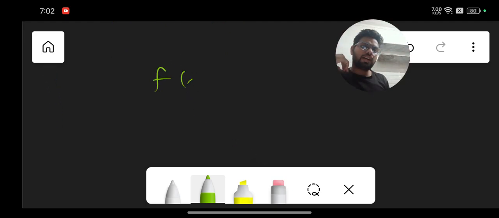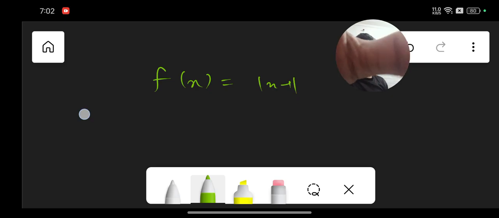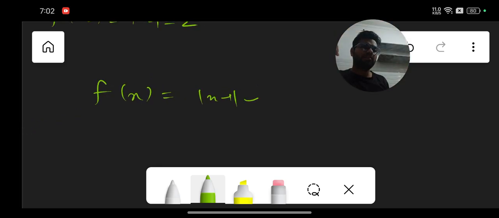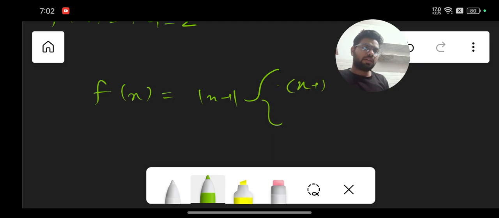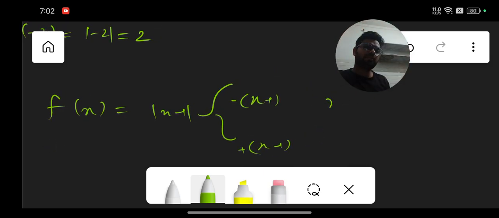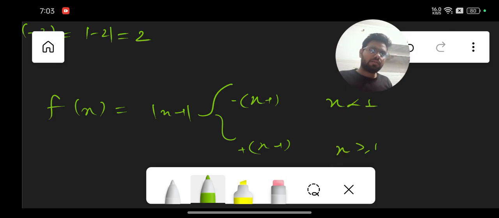Suppose I ask you f of x is equal to mod of x minus 1. What is the meaning of it? It means x minus 1 can be positive or negative. x minus 1 is negative when x is less than 1, and x minus 1 is positive when x is greater than or equal to 1. What is the meaning of it?